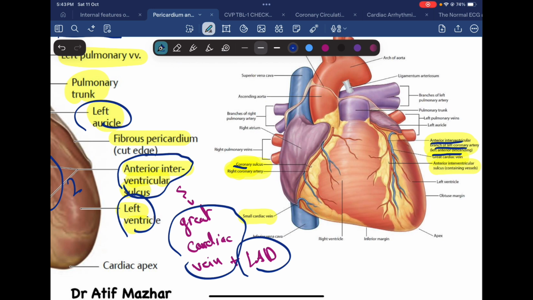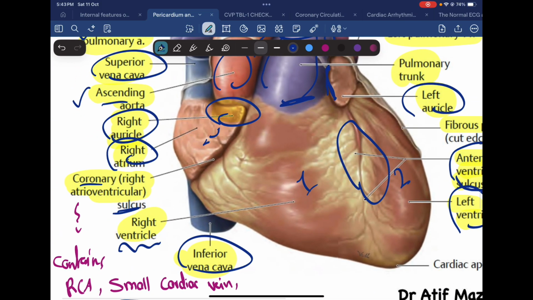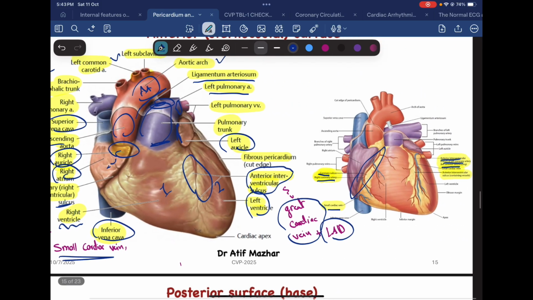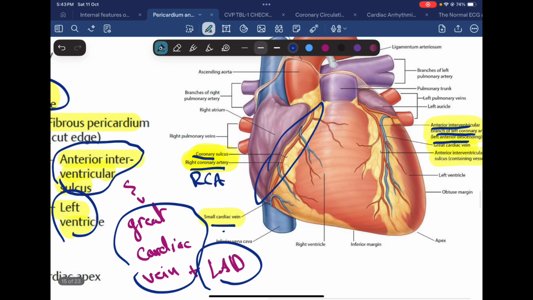Here's the coronary sulcus. It has the right coronary artery and the small cardiac vein. Now, obviously, this part is not just the coronary sulcus. Coronary sulcus actually goes all around the atrium and the ventricle. It's right between them. If you want the name here, it's the right atrioventricular sulcus. Here we're focusing on the right part only. But coronary sulcus is also called atrioventricular sulcus, which means it's between the atrium and the ventricle. You have the right coronary artery here, RCA, and the small cardiac vein, as I just said.